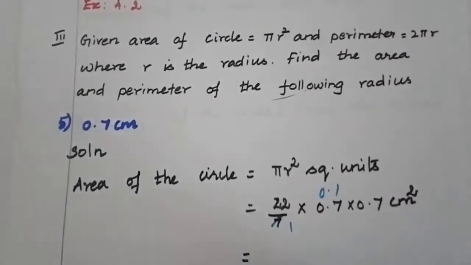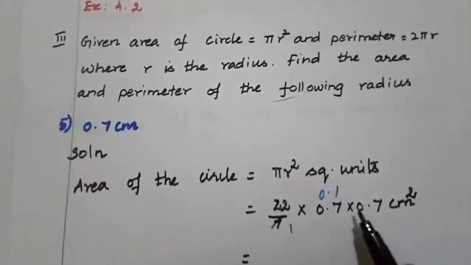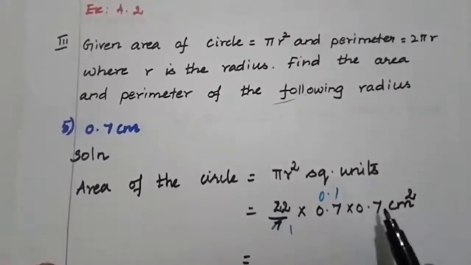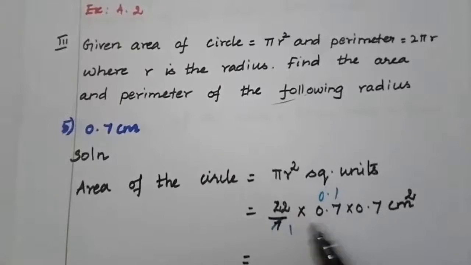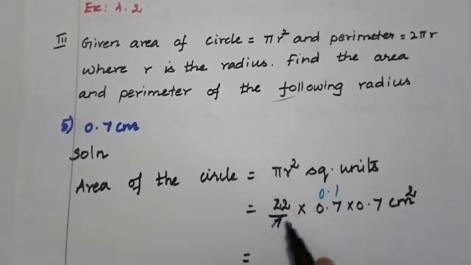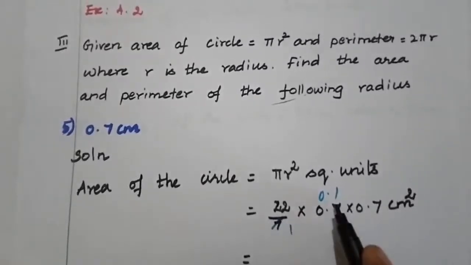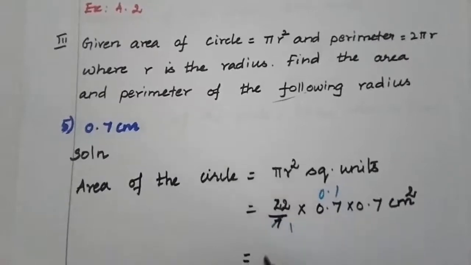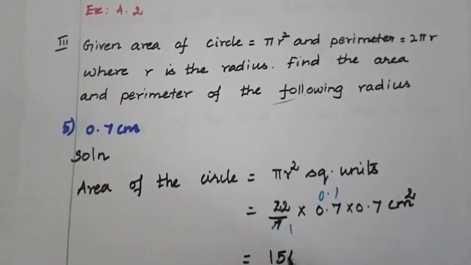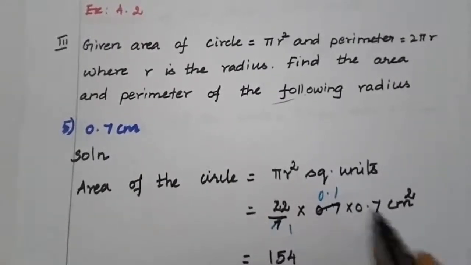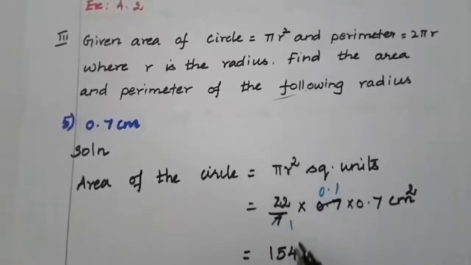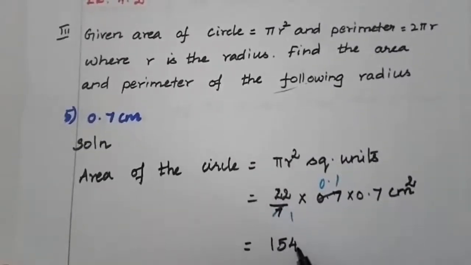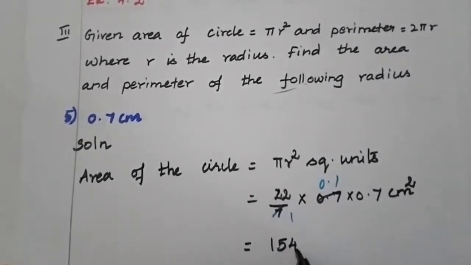Now we have to multiply these three numbers. First multiply the numbers, at last we can keep the decimal point. Okay, yes. Now 22 into 1 is 22. 22 into 7 is 154. Now how many decimal points are there? Yes, here 1 and here 1. So totally 2 decimal points. So you have to write it as from the right side 1 2.